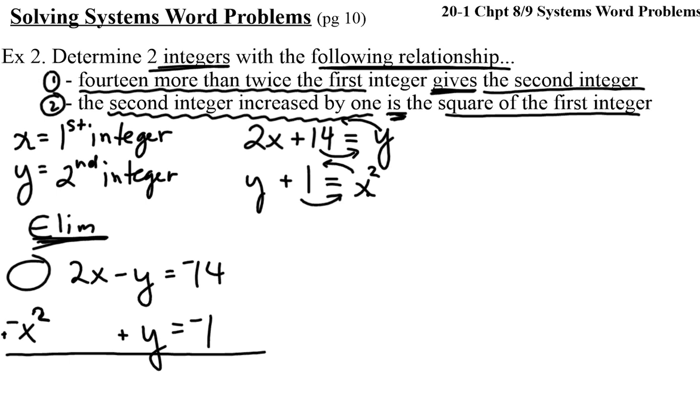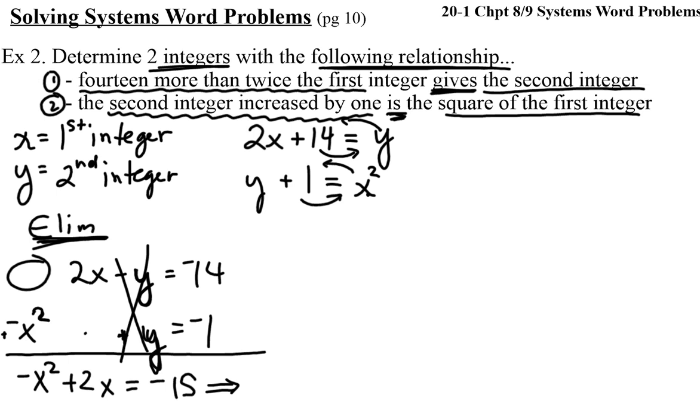No x squared and a negative x squared is negative x squared. 2x combined with no x is a 2x. My negative y and positive y, I can eliminate. I had the additive inverse right off the bat. Will equal negative 14 plus negative 1, which is negative 15. So there's now a quadratic that I could use to solve.